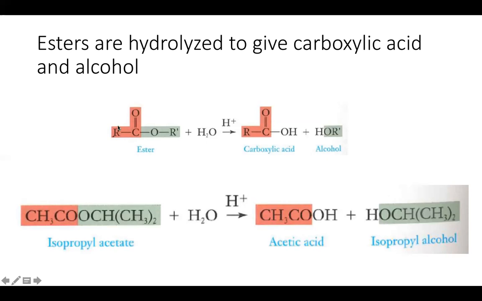So here we have our ester. We're adding water, and this H plus indicates acidic conditions. And so it's going to break the ester bond here, and we get back carboxylic acid and the alcohol. Here's an example. This is isopropyl acetate. Again, this is written in a more condensed form. It's not showing you the bonds, but if we use water in acidic conditions, we can get back the carboxylic acid, acetic acid, and the isopropyl alcohol.